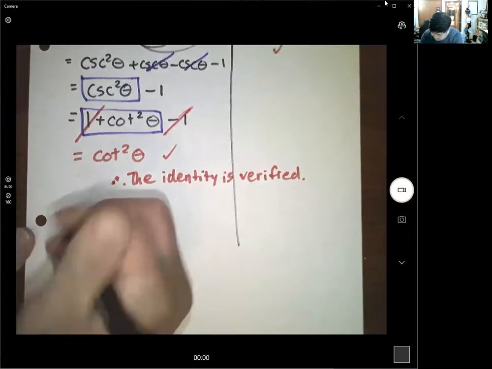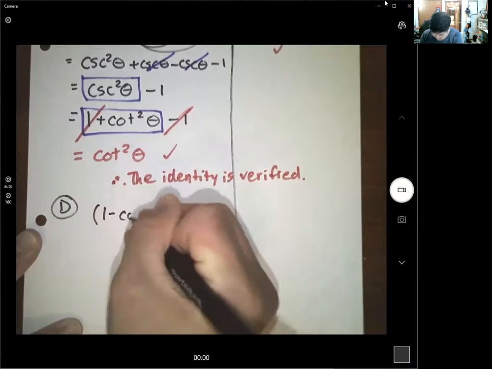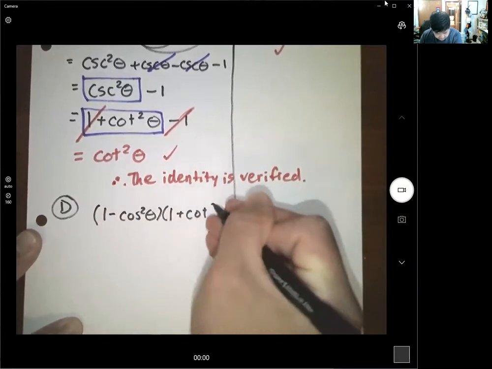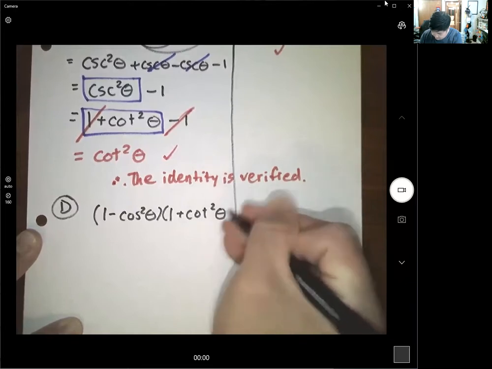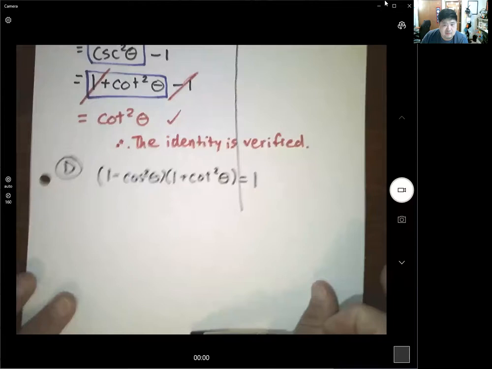All right. How about problem D? 1 minus cosine squared theta times 1 plus cotangent squared theta. Does that equal 1?